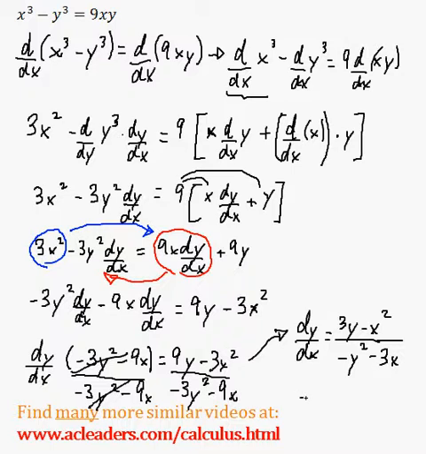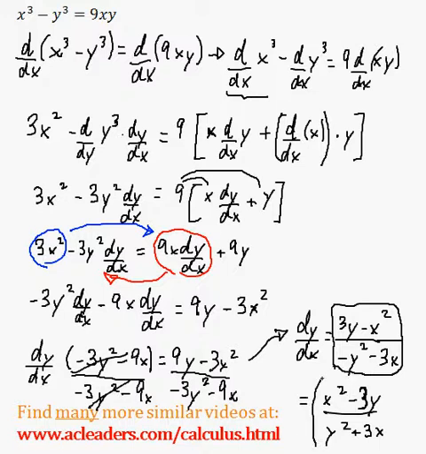You could quickly rearrange it, because we have a negative here and a negative there, so multiply top and bottom of the fraction by negative 1. And then we would end up with x squared minus 3y all over y squared plus 3x. But many teachers would accept the final answer like that. But I guess it looks slightly nicer like this because it's more positive.